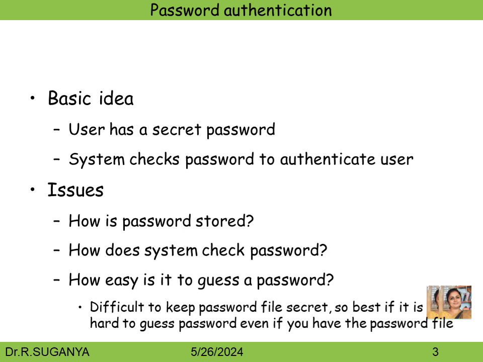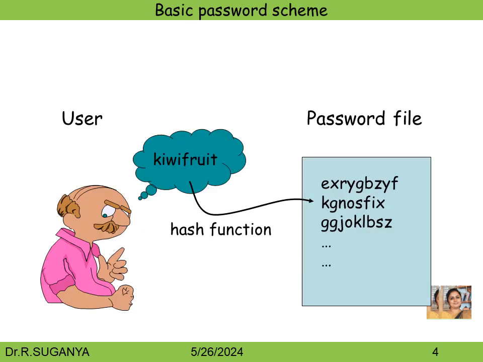Trusted intermediaries. Password authentication: the basic idea is that the user has a secret password and the system checks the password to authenticate the user. Issues: how is the password stored? How does the system check the password? How easy is it to guess a password? It is difficult to keep the password file secret, so it is best if it is hard to guess the password even if you have the password file.